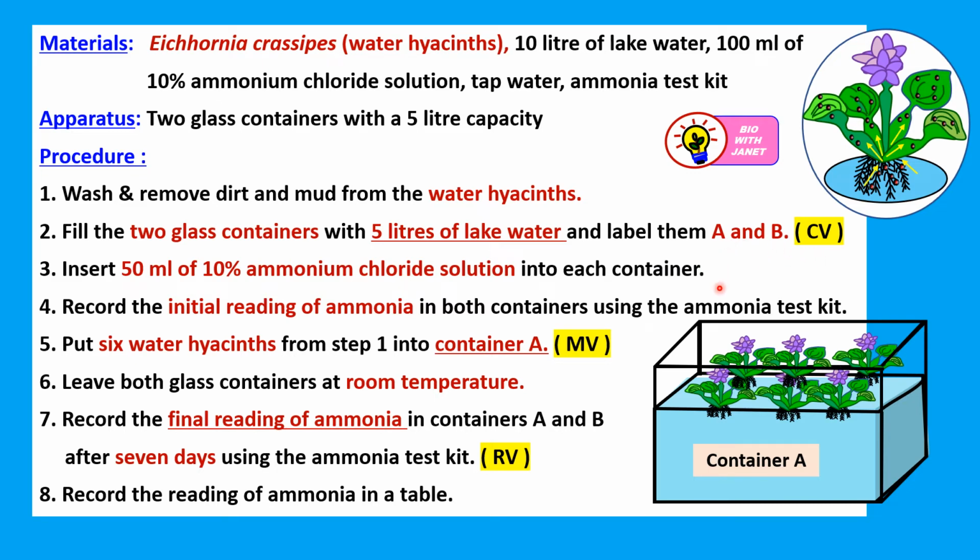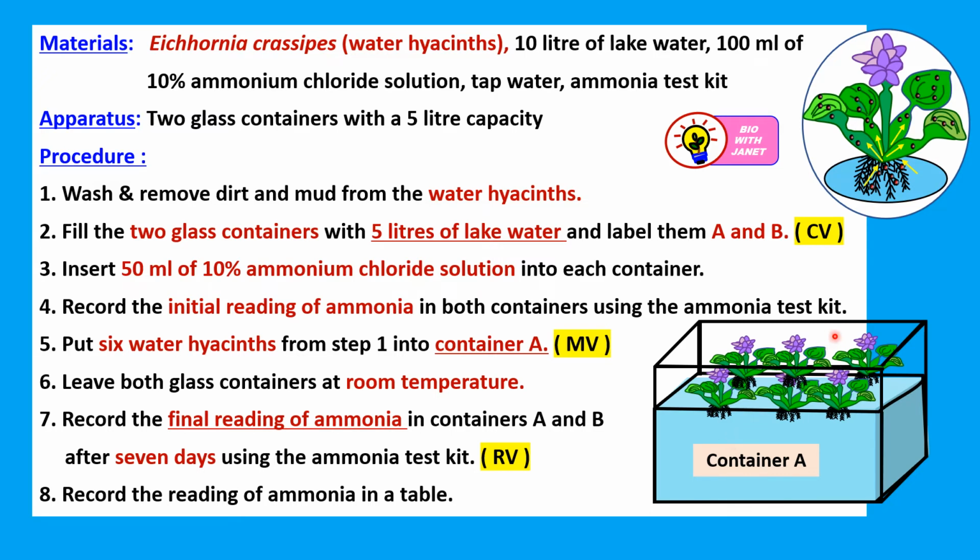For both glass containers, like this one here, we have to fill it with 5 liters of lake water. Then insert 50 ml of 10% ammonium chloride solution into each container. So this is to create a condition where there is ammonia or ammonium ions. Record the initial reading of ammonia in both containers using the ammonia test kit.